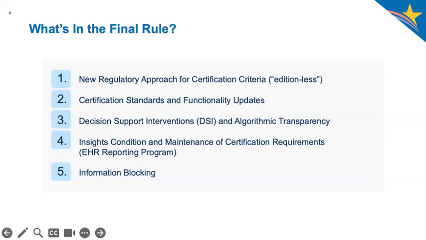So what's in this rule? We include a new regulatory approach for certification criteria. We're doing away with what we had called editions of the certification criteria. We include certification standards and functionality updates. Like I mentioned, the decision support interventions and algorithmic transparency, a new insights condition and maintenance of certification requirements, which was referred to in the Cures Act as the EHR reporting program, and information blocking enhancements. Next slide.